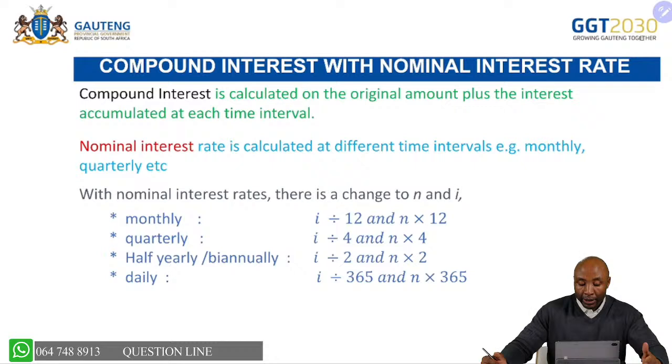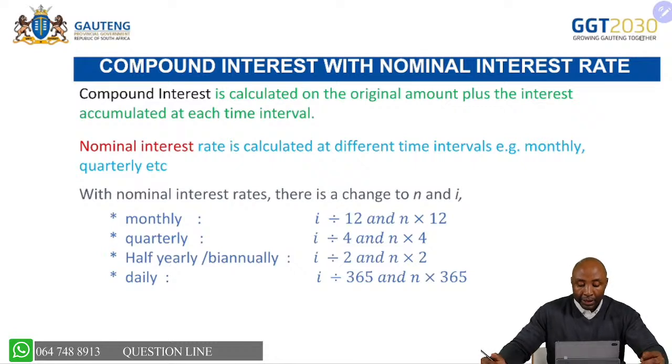Half yearly, semi-annually, biannually, these are the terms that you are going to be seeing. Or interest is compounded every 6 months. You will find out you divide your I by 2 and you multiply your N by 2.